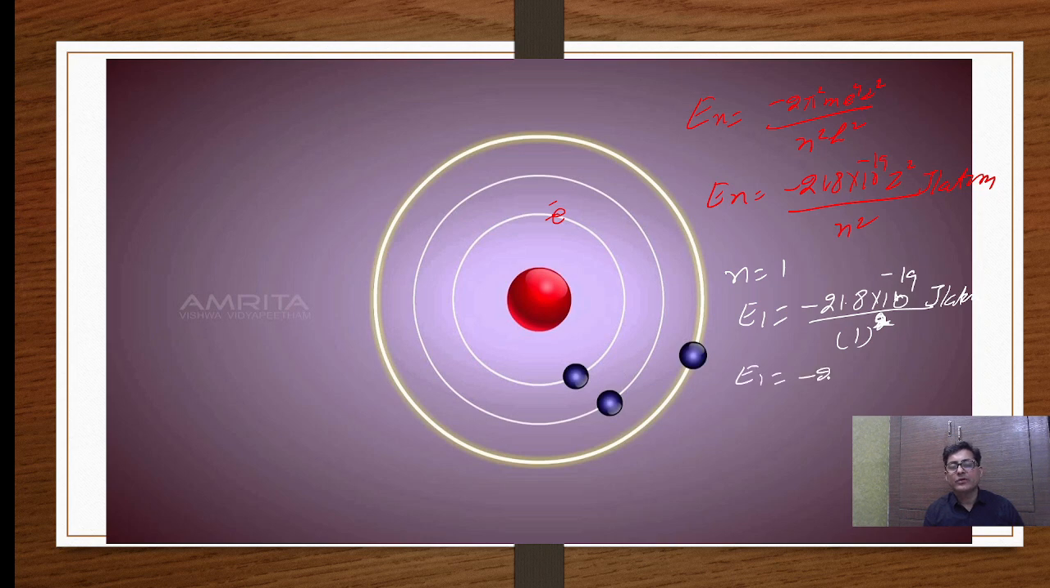E1 is equal to -21.8 × 10⁻¹⁹ joules per atom, and the energy of the second shell is -21.8 × 10⁻¹⁹ divided by 2², which is 4, joules per atom. So we can see that out of the first shell and second shell, the energy of the first shell is lower. So the electron will exist in the first energy level, which is called its ground state.